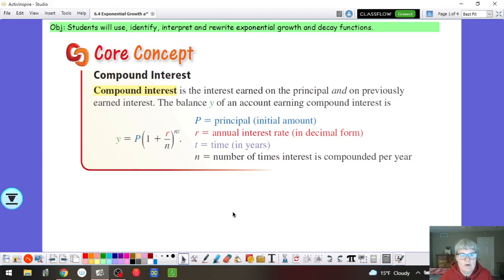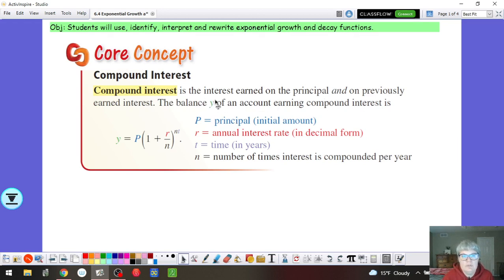Hello, it is Mrs. Scarple again, and this is part 2 of lesson 6.4, Exponential Growth and Decay. In this part, we are going to focus on compound interest or compounded growth.